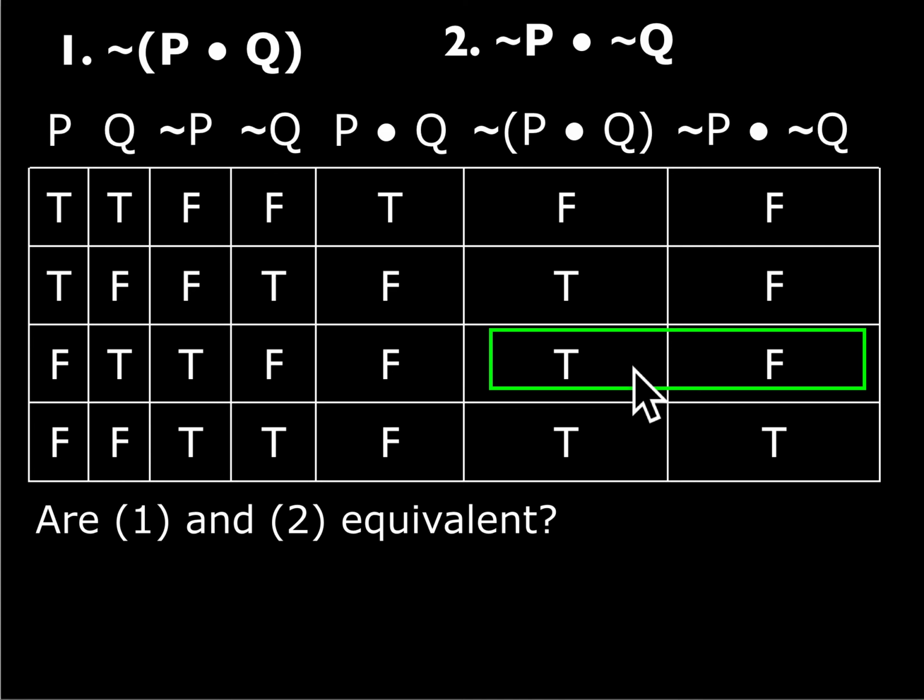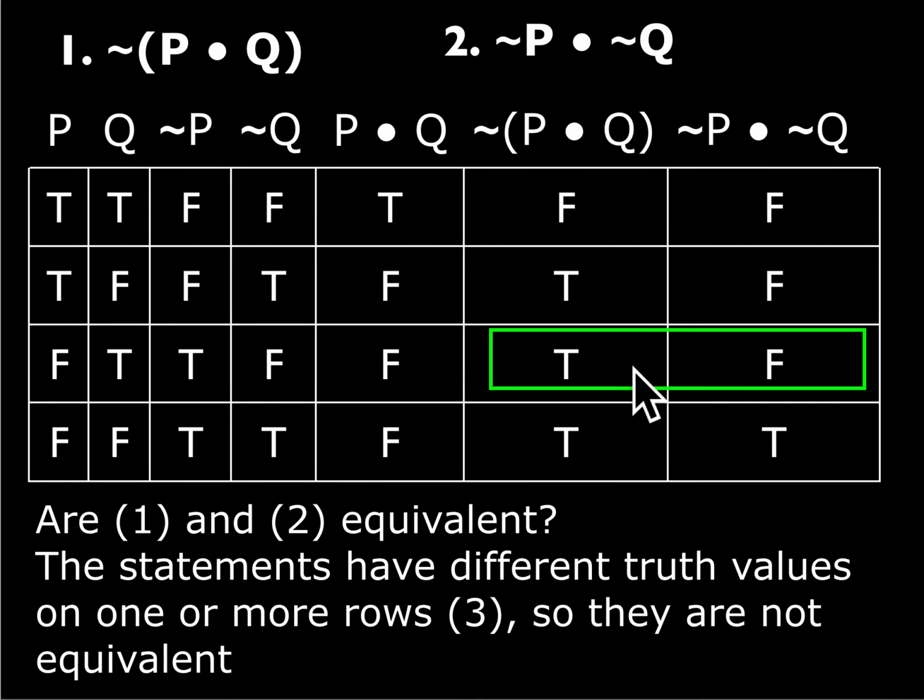Once you find a difference, you can stop looking. You know they're not equivalent. So the statements have different truth values on 1 or more rows. Example, row 3. So they're not equivalent. That's how you would answer that question, because if it's not multiple choice, you'll need to explain your answer. So if the question is, are 1 and 2 equivalent? The answer would be the statements have different truth values on 1 or more rows, so they are not equivalent.